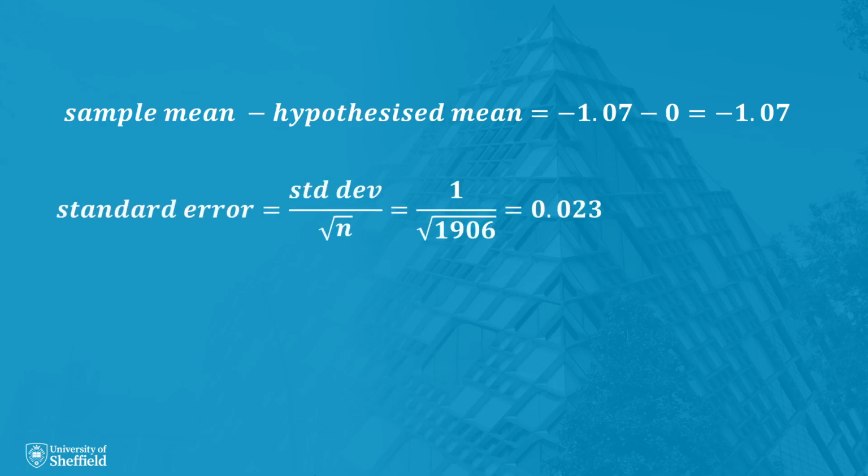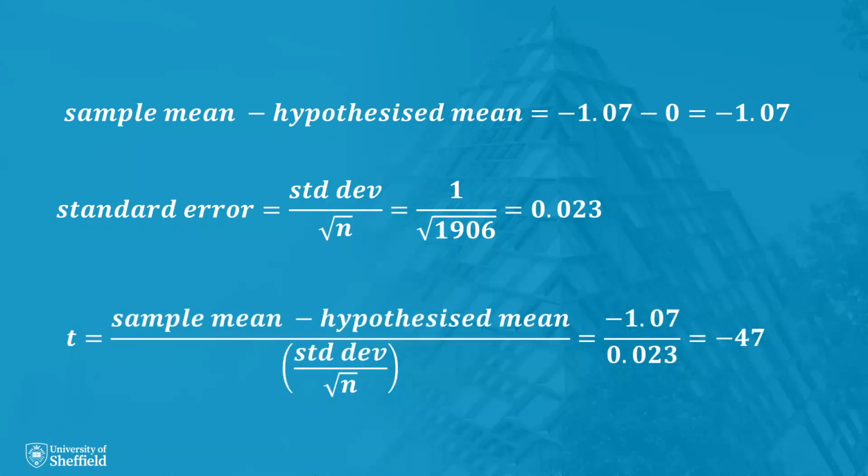The bottom bit, which we call the standard error, is a bit more complicated but still easy enough to calculate. As our variable of interest, the z-score, is already expressed in standard deviations, then the standard deviation of the population is simply 1. We divide this by the square root of 1,906 and come up with a standard error of 0.023, and hence a t-statistic of minus 47. So what does this tell us?